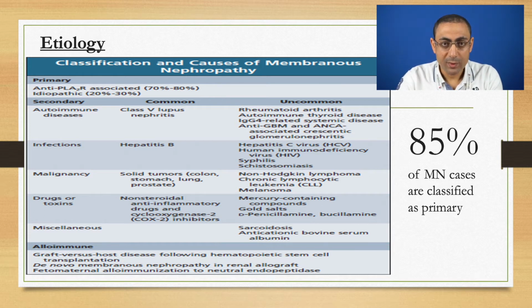One of the common secondary causes for membranous nephropathy is malignancy. It's commonly associated with solid tumors like colon, stomach, lung, and prostate, and could be associated with other malignancies but less commonly, like non-Hodgkin lymphoma and melanoma. Drugs that can cause membranous nephropathy: non-steroidal anti-inflammatory drugs, and less commonly D-penicillamine and gold salts. Other causes of secondary membranous nephropathy include sarcoidosis and graft versus host disease.